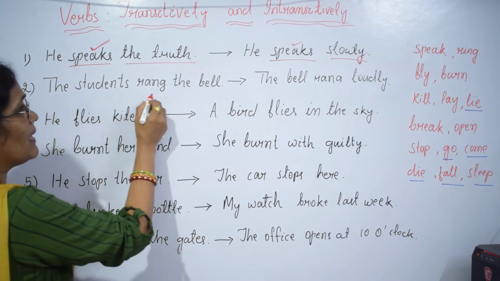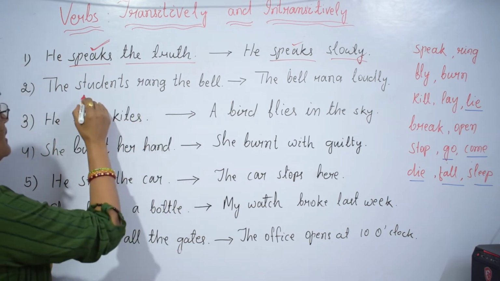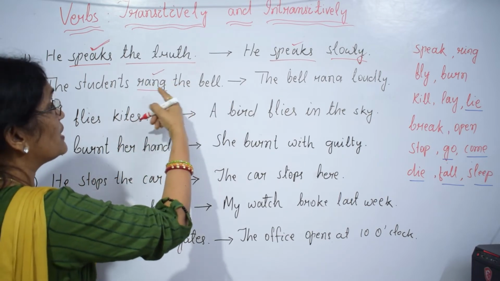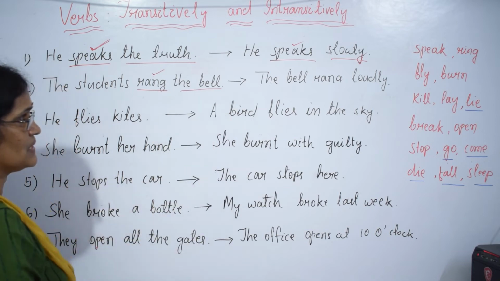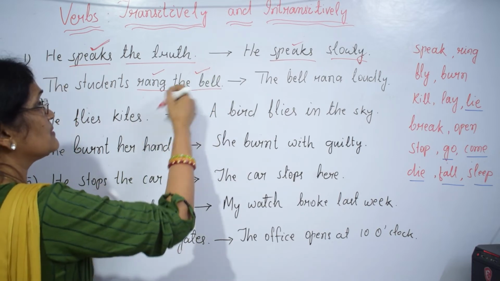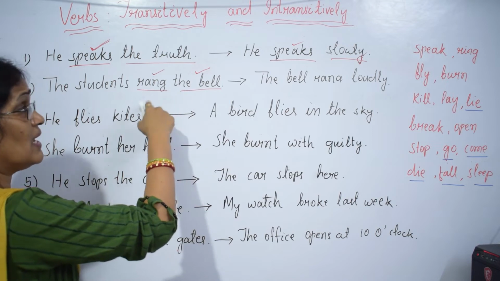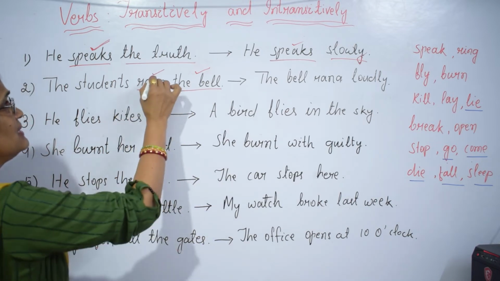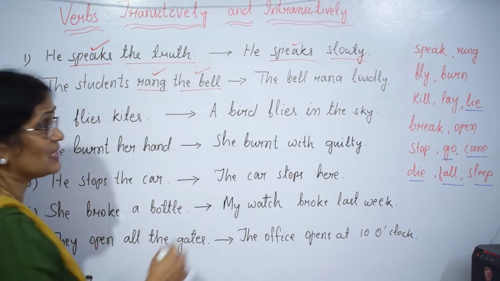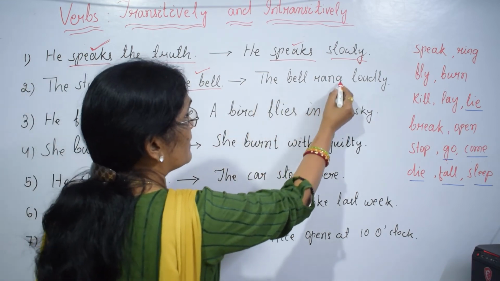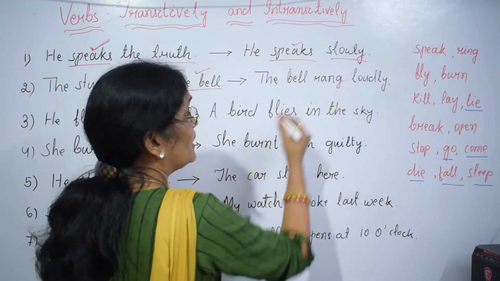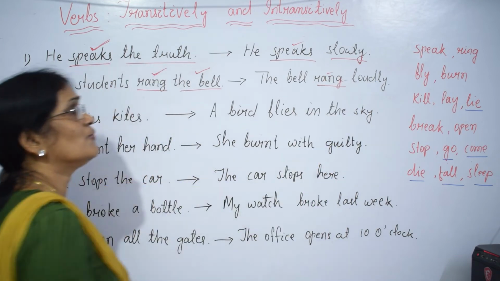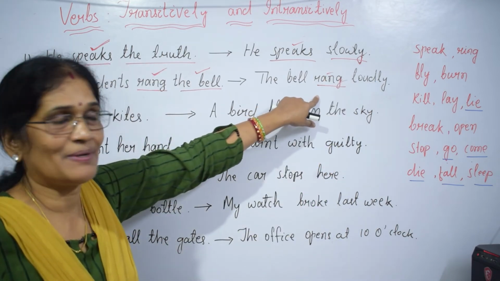The students rang the bell. Rang what? The bell. The answer comes: rang what? The bell. Rang something. Okay? When it answers the question what, that verb is used transitively. The bell rang loudly. Rang how? Loudly. It answers the question how. So here the verb is used intransitively.